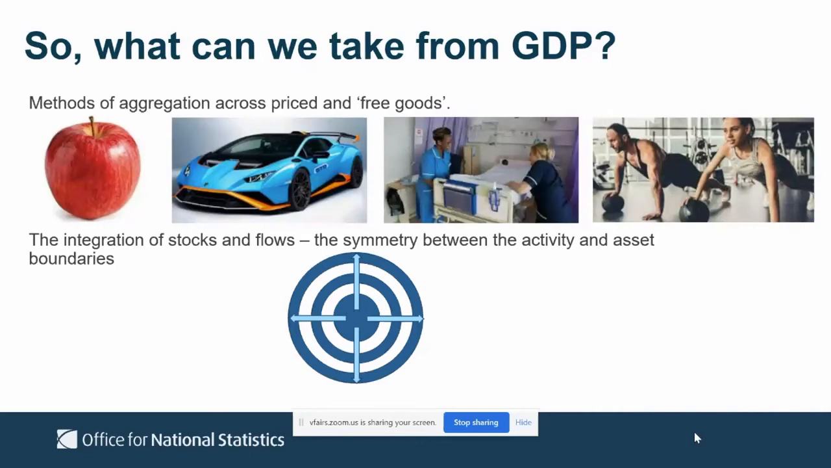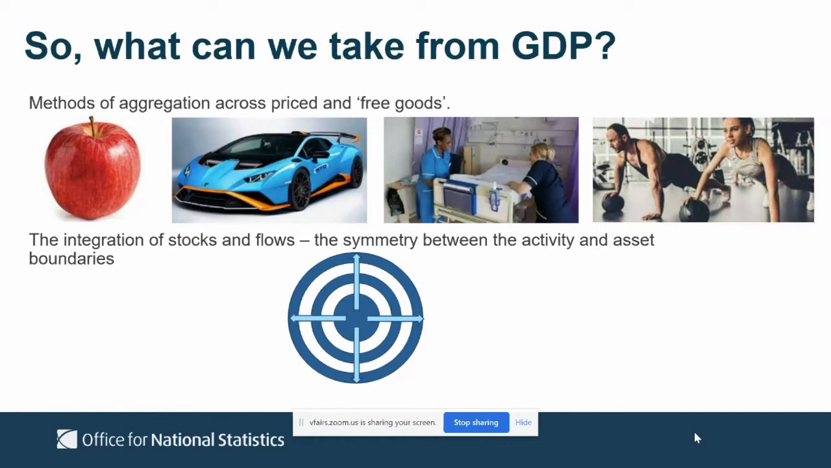So thinking about what we want to take from GDP, it's really that method of aggregating. I've given you here 4 pictures. On the left, we have a fairly homogeneous good, apples. Then we have a fairly heterogeneous good, cars. Cars come in lots and lots of different shapes and sizes. Then we have a free good, a free service, healthcare delivered via the NHS in the UK. And then we have paid for services, represented by the gym on the right.